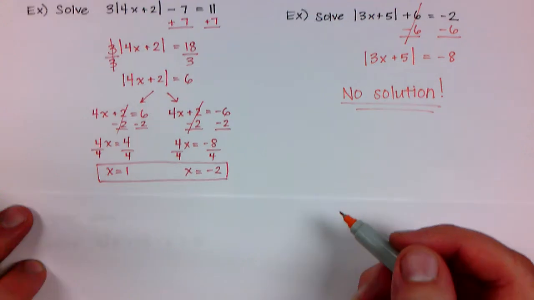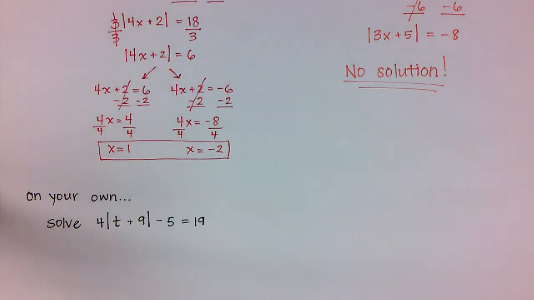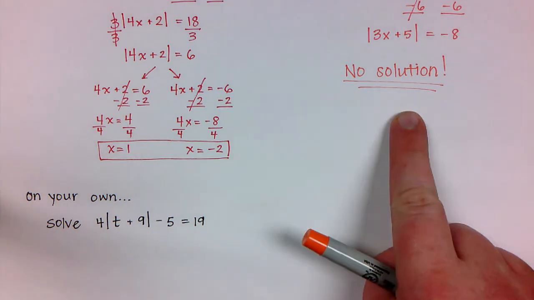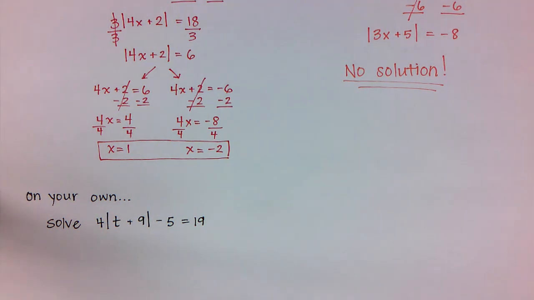So what I want you to do on your own is to try one yourself. It is 4 times the absolute value of t plus 9, minus 5, which is equal to 19. And try to solve, and if you can't solve, you're going to put no solution. But if you can solve, try to find both of the solutions to this absolute value equation. So I'll see you when you come to class.